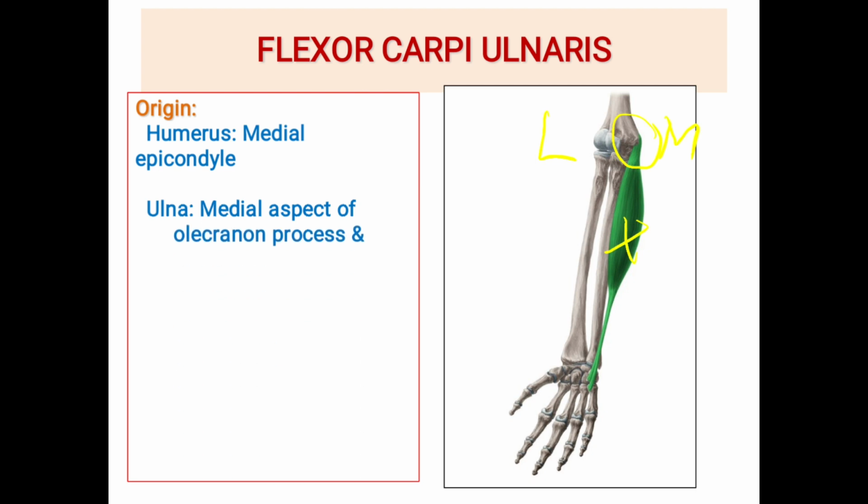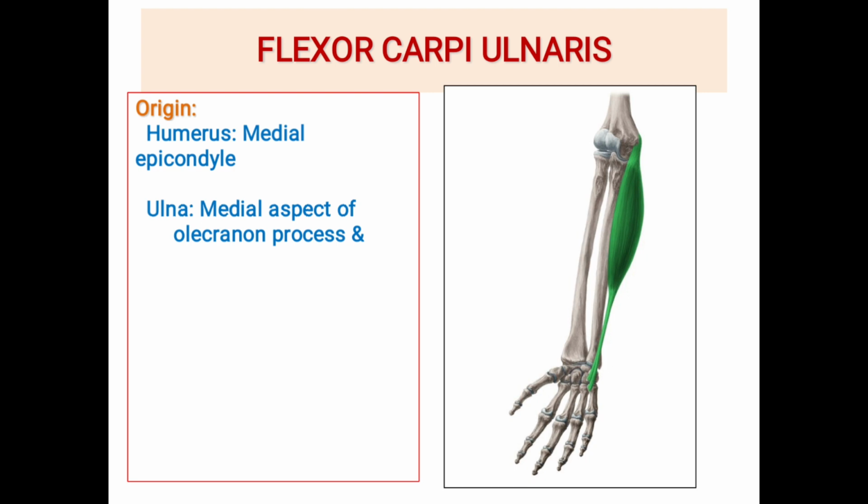Okay, and you know the olecranon process, right? So it's also part of the ulna. Actually, you have three origins. You have the medial epicondyle, and you have two origins from the ulna, the medial aspect, and at the same time the olecranon process. So you know that the olecranon process is at the posterior part of the ulna. Okay, and you can anticipate or you can assume the insertion.